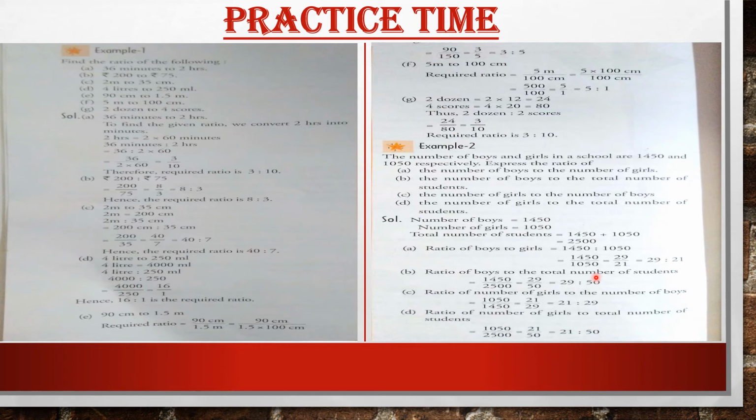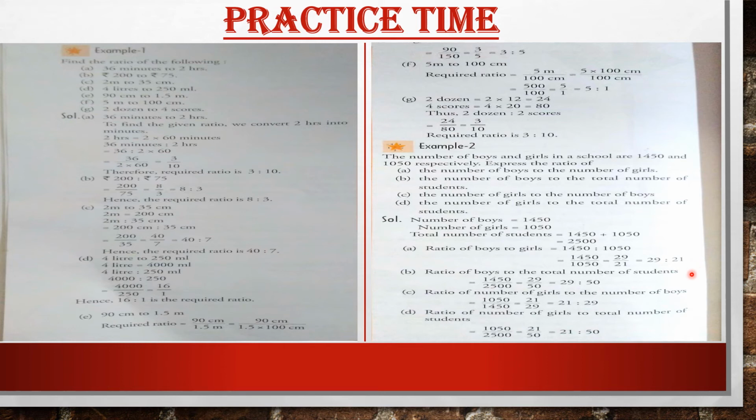The HCF of 145 and 105 is 5. So divide both numerator and denominator by 5, as 145 divided by 5 over 105 divided by 5, which gives 29 by 21. So the ratio of boys to girls is 29 is to 21.